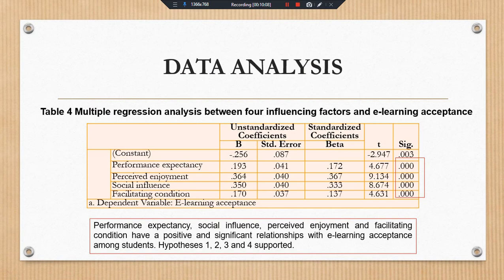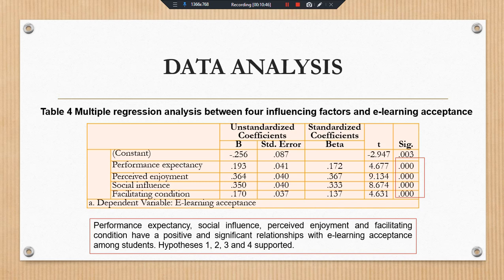As per table 4, multiple regression analysis between the 4 influencing factors and e-learning acceptance, we can see here all the independent variables have a positive and significant relationship with e-learning acceptance among students. Therefore, all the hypotheses are supported. Meaning to say that students with a favorable feeling about the usefulness of e-learning will mainly have more intention to accept this new way of education.